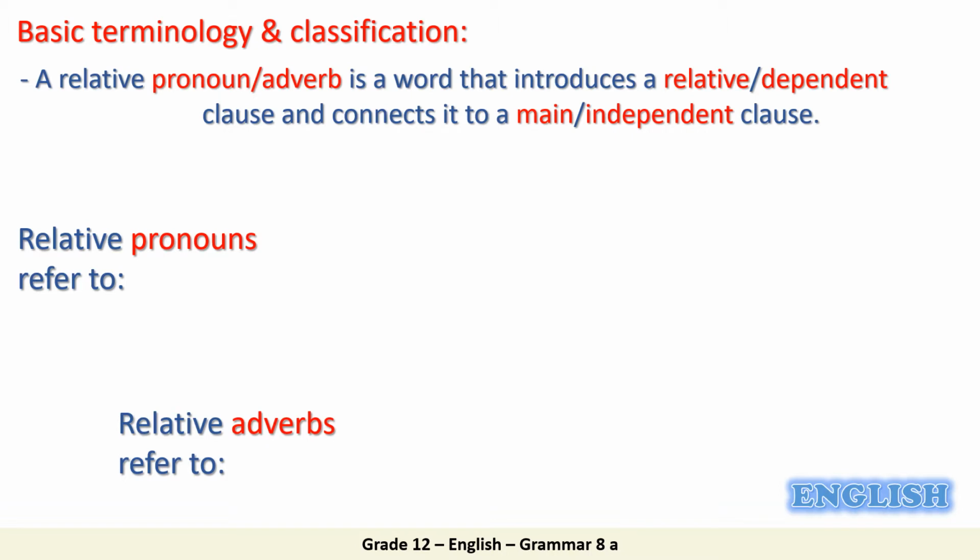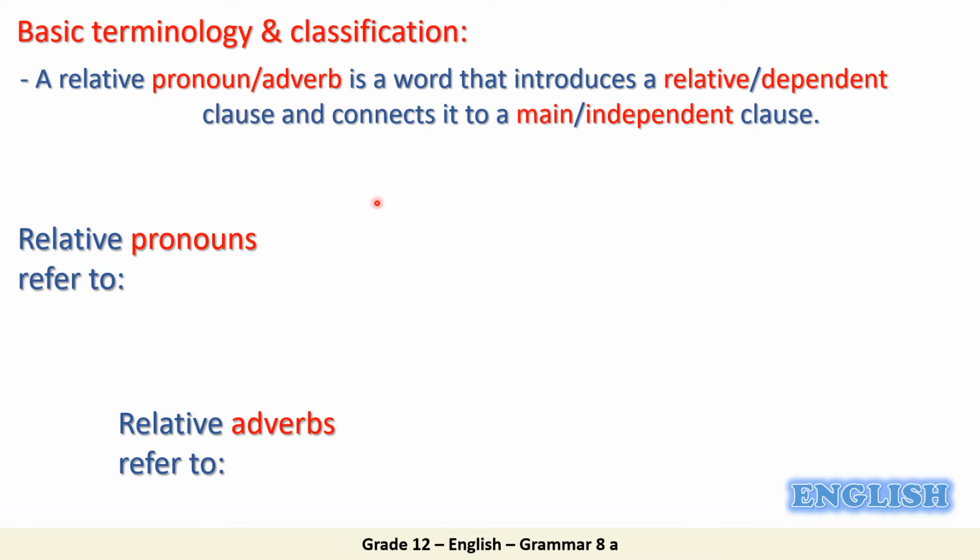Basically, we need to know some terminology and classification of the relative pronouns and adverbs. Indeed, a relative pronoun or adverb is a word that introduces a relative or dependent clause. So the clause that comes directly after the relative pronoun is called a relative clause or dependent clause. And this relative pronoun connects the relative clause to the main clause or the independent clause.